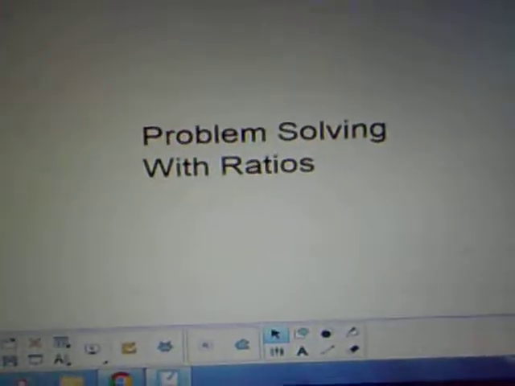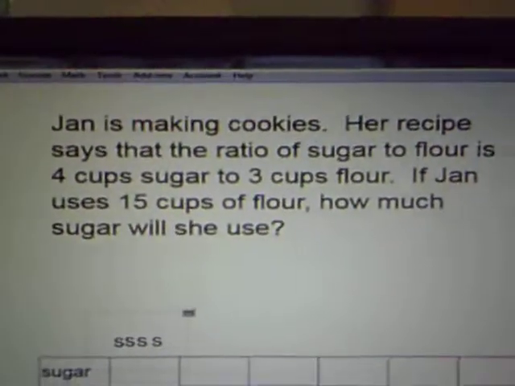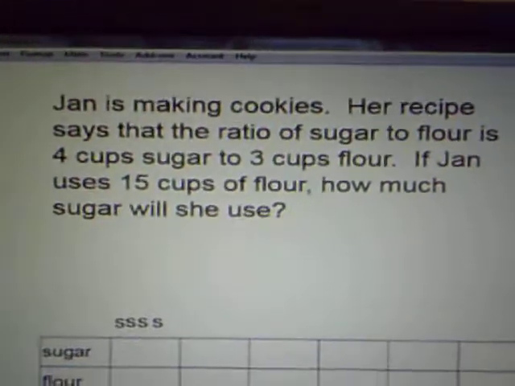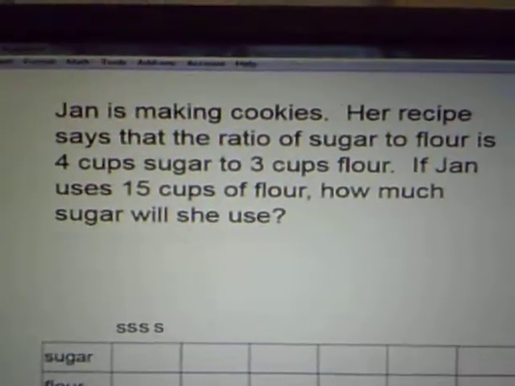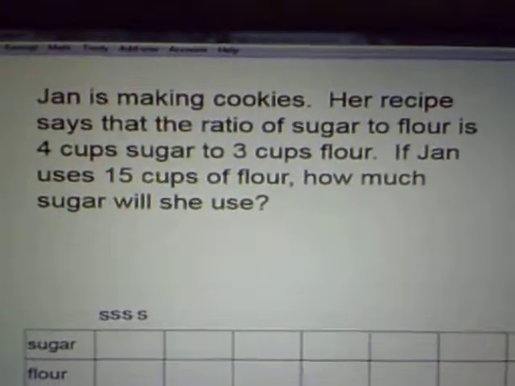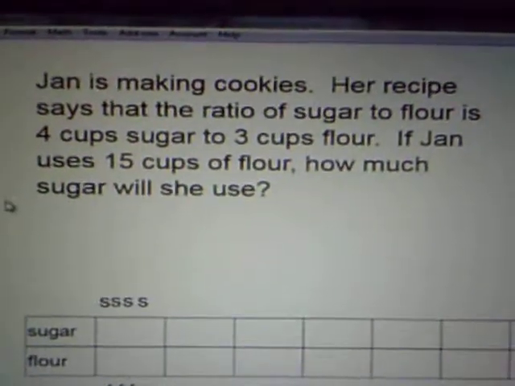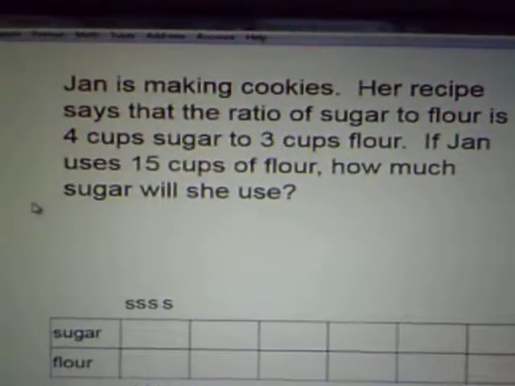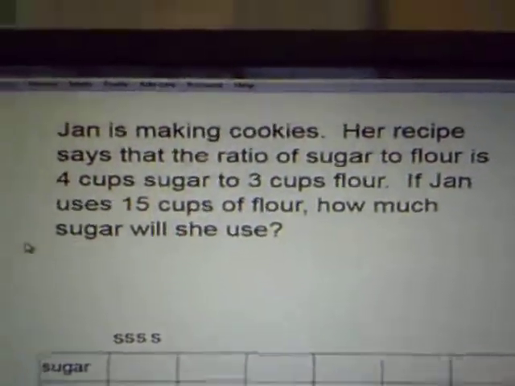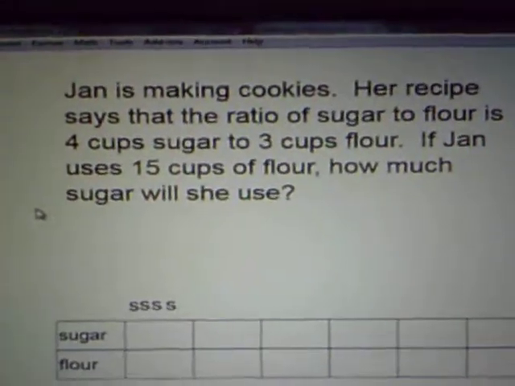Here's an example. Your student may come home with a problem like this. Jan is making cookies. Her recipe says that the ratio of sugar to flour is 4 cups of sugar to 3 cups of flour. If Jan uses 15 cups of flour, how much sugar will she use?